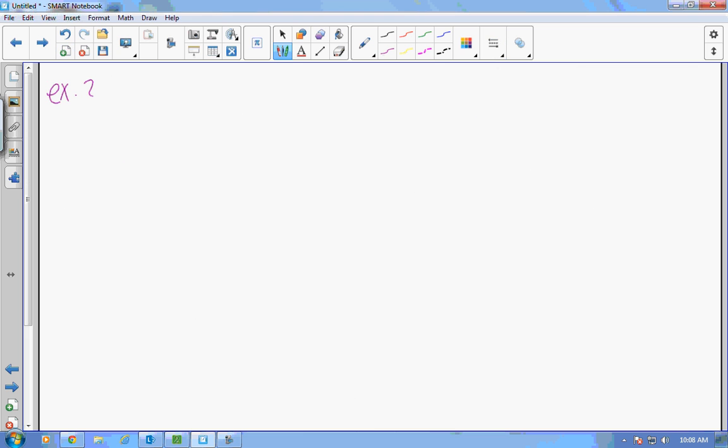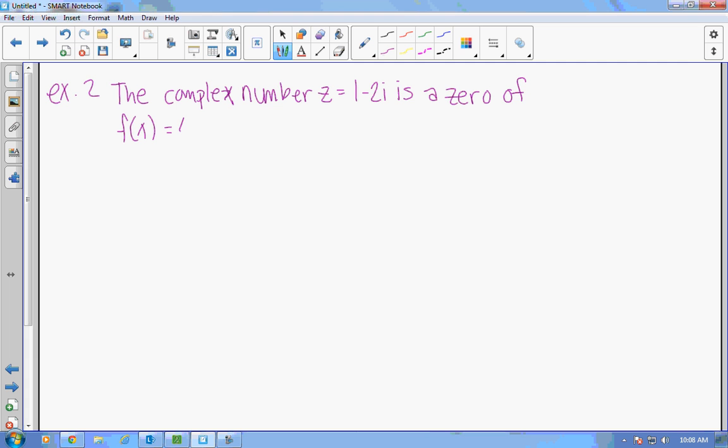Same directions. But this time, one root is given to you. The complex number z equals 1 minus 2i is a 0 of f of x equals 4x to the 4th plus 17x squared plus 14x plus 65. Find the remaining zeros and write it in linear factorization.